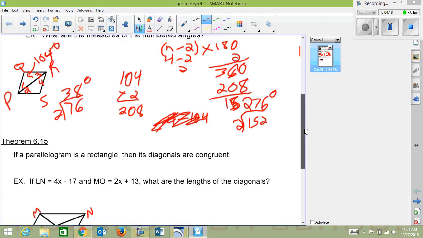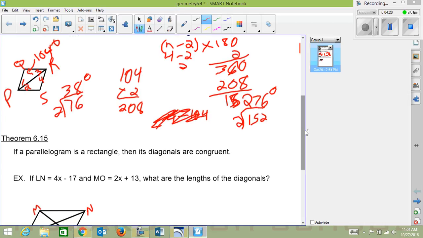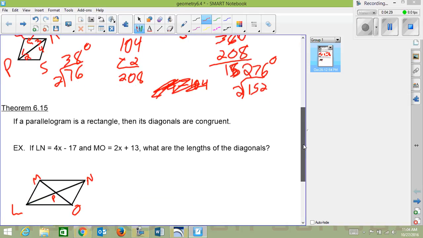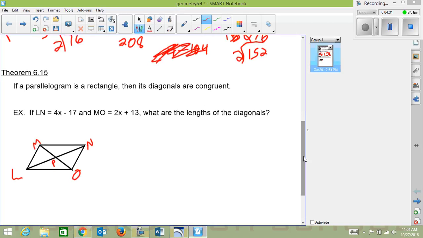Theorem 6.15: if a parallelogram is a rectangle, then its diagonals are congruent. Okay, diagonals are congruent. My example: if LN equals 4x minus 17, so this whole thing across here, and MO equals 2x plus 13, what are the lengths of the diagonals? Well, I know that they have to be equal to each other. According to this, the diagonals are congruent.